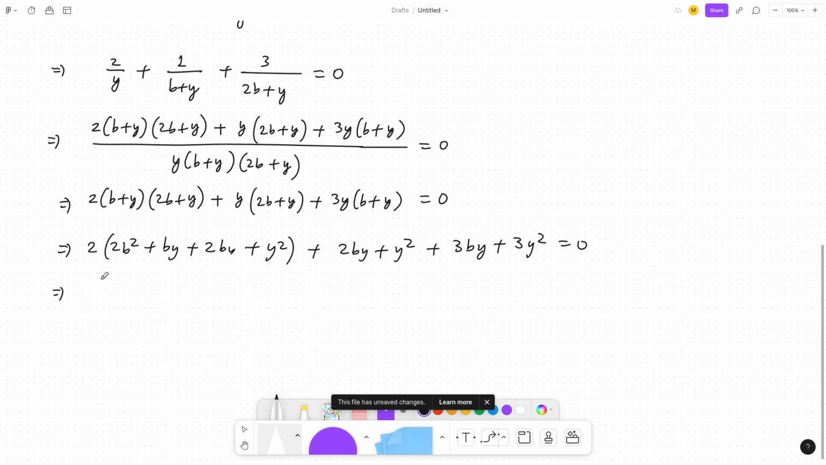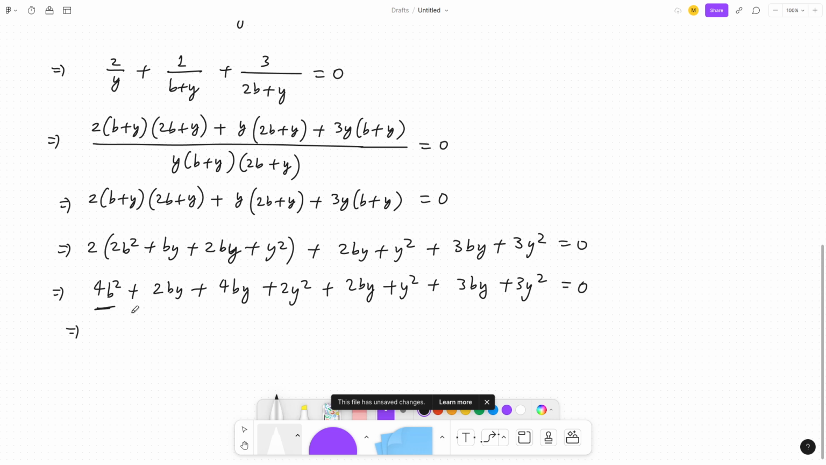Now here this can be written as 4b square plus 2 times by plus 4by, this is your y, right? 4by and plus 2y square plus 2by plus y square plus 3 times by plus 3y square. Now let's see how can we resolve this. So if you notice here, 4b square, and here we have 4b square, and then we have y square, 3y square here, 2y square here, and then one more y square here.